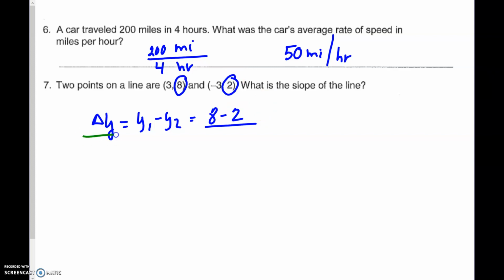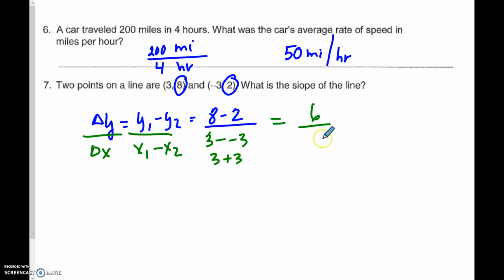And then on the bottom, we have change in x. So we're going to take our two x values and subtract them: 3 minus a negative 3. So 8 minus 2 is 6, and 3 minus a negative 3, well, minus a negative is a plus. So we get 6, and 6 divided by 6 is 1.